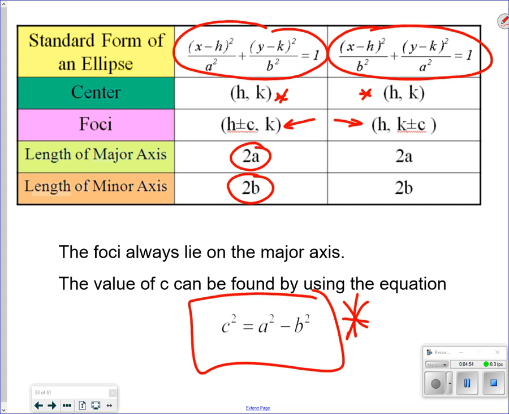Formula for c. You will need the formula for c. c squared is equal to a squared minus b squared. So you'll have to memorize that particular formula. So p and c are some formulas that we will need in this particular chapter. So here we go.